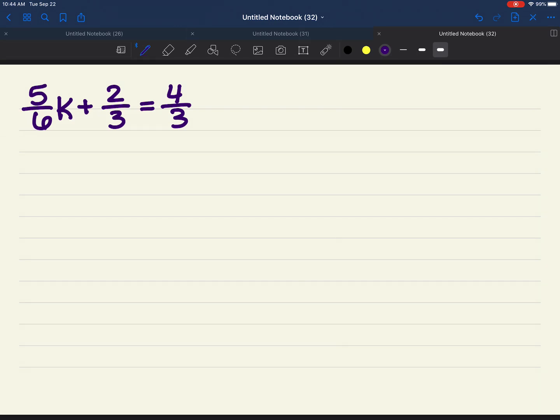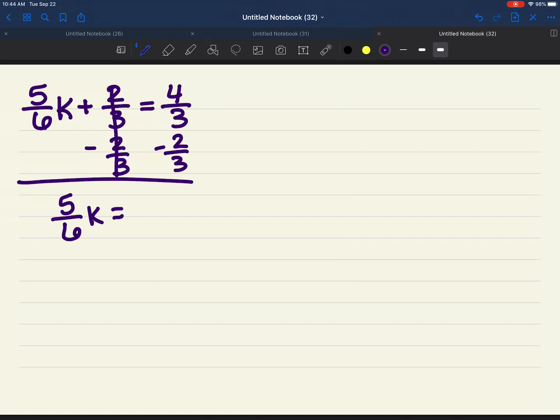I've got 5/6 times k plus 2/3 is equal to 4/3. Okay, am I okay to subtract 2/3 from 4/3 the way it is right now? Yes, ma'am. Okay, Olivia, what's 4/3 minus 2/3? Okay, so then I have one step to get rid of that fraction and get k by itself. What would that be?